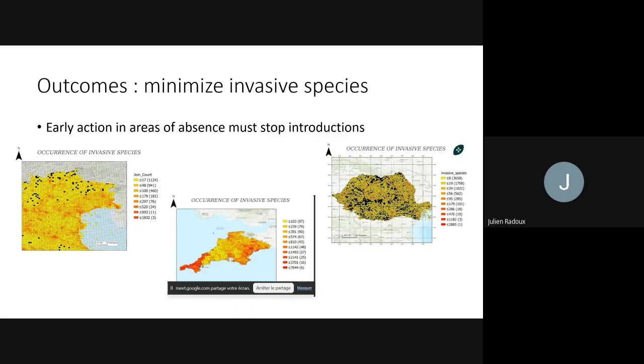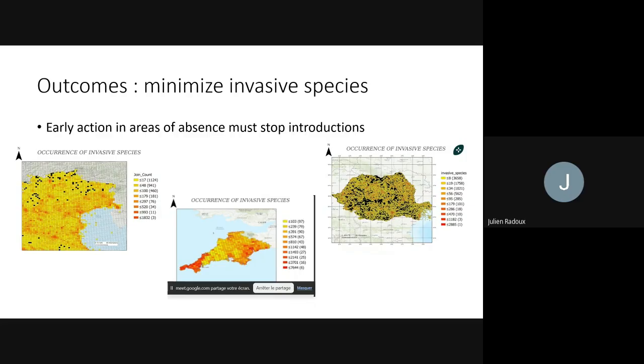So we need to be careful with that, but it's already a good sign to see if you are in an area where you have a lot of those invasive species, and so you don't need to care too much about the presence, or if you are in an area where you have very little of them, and then you need to be very, very strict and very, very cautious with whatever you do.